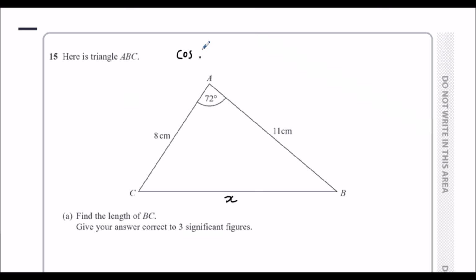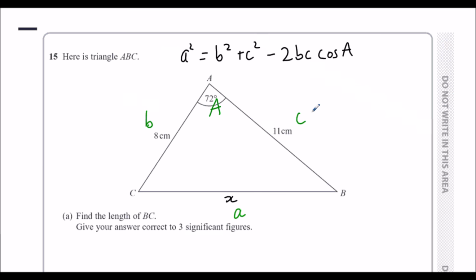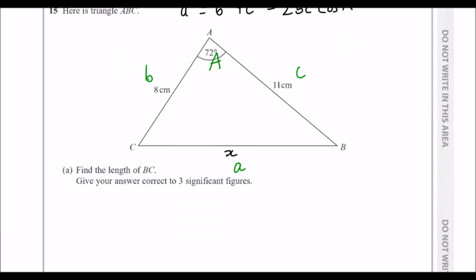So cos A, no, we're not finding an angle, we're finding a length. A squared equals B squared plus C squared minus 2BC cos A. So big A is going to be our angle. The thing with the cos, the big A is the angle. Opposite big A is little a, and the other two, in either order, either way round, are B and C. So find the length of BC.